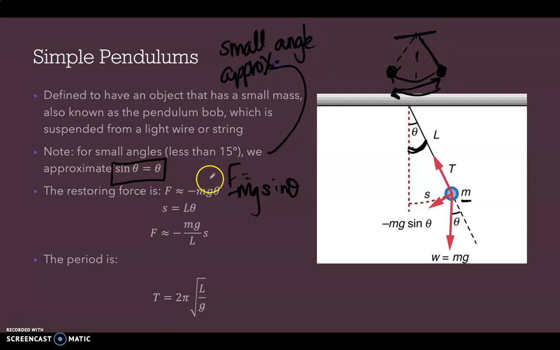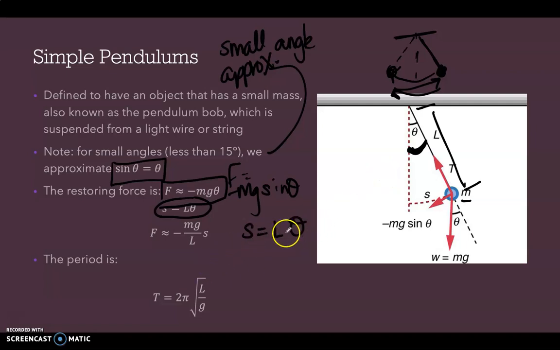So just note that we do this, okay? And with that, we can go ahead and say that the restoring force is approximately minus mg theta, okay? So again, we are looking at our restoring force. And the arc length, S, you can't see it anymore, but S equals L, which is the length of the string, times theta, this angle here.